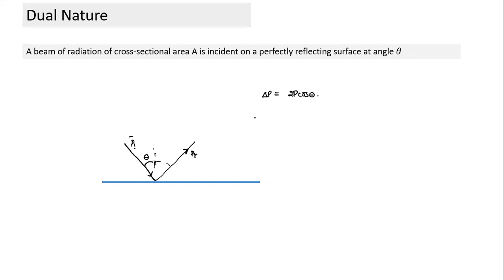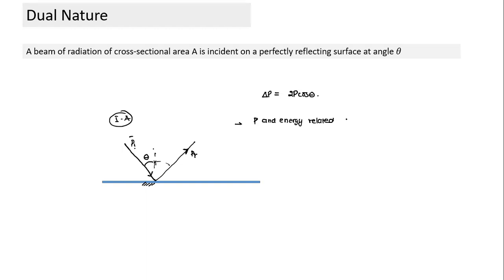Can we write momentum in terms of energy? Are momentum and energy related? What is the relation between momentum and energy? What will be the initial momentum if intensity is I and area is A? So, is this understood? If I keep the plate here, the change in momentum is equal to 2p cos theta. How is p related to energy?